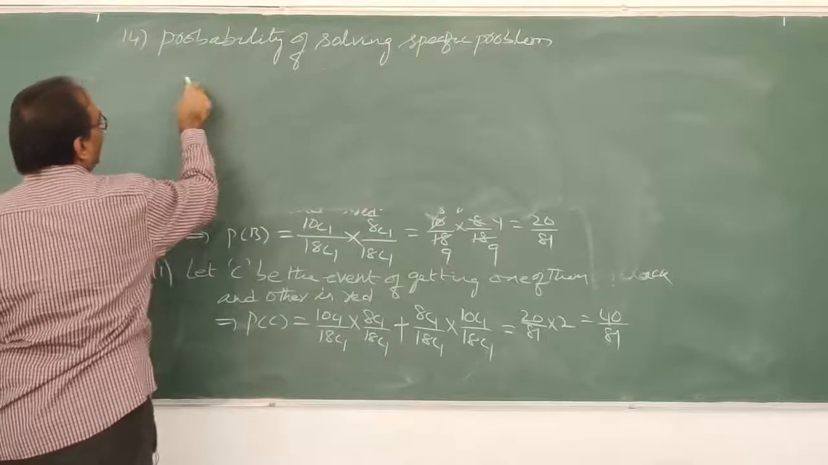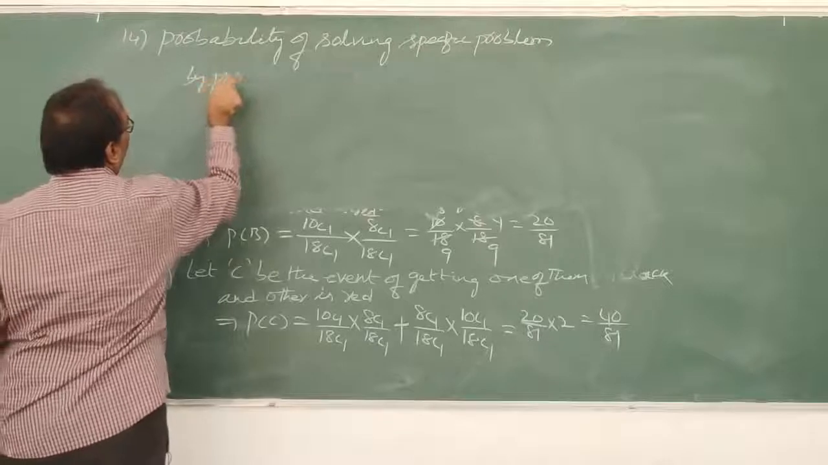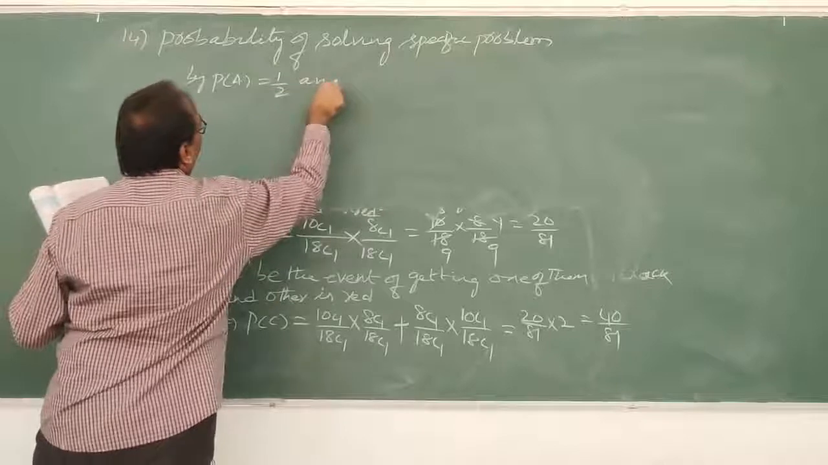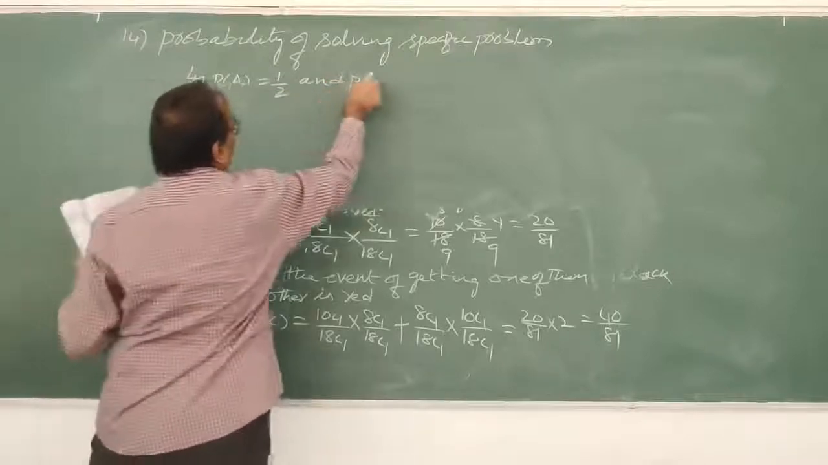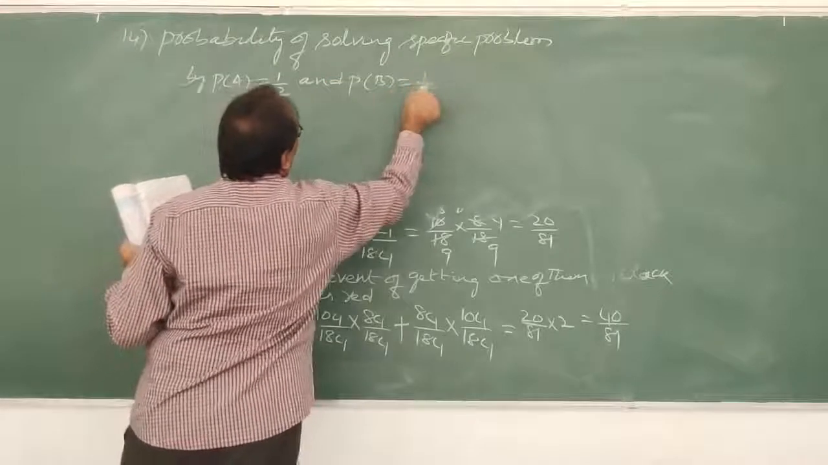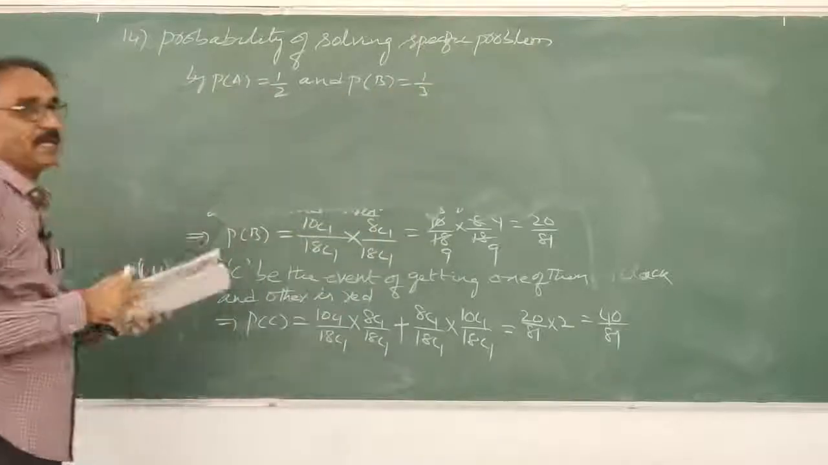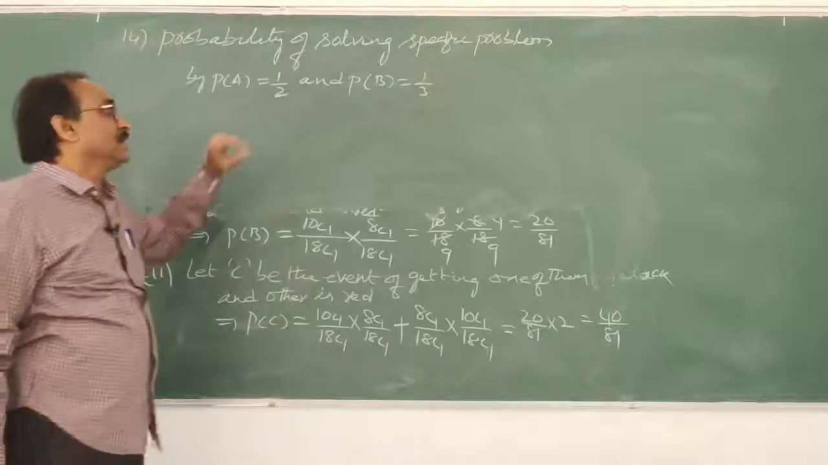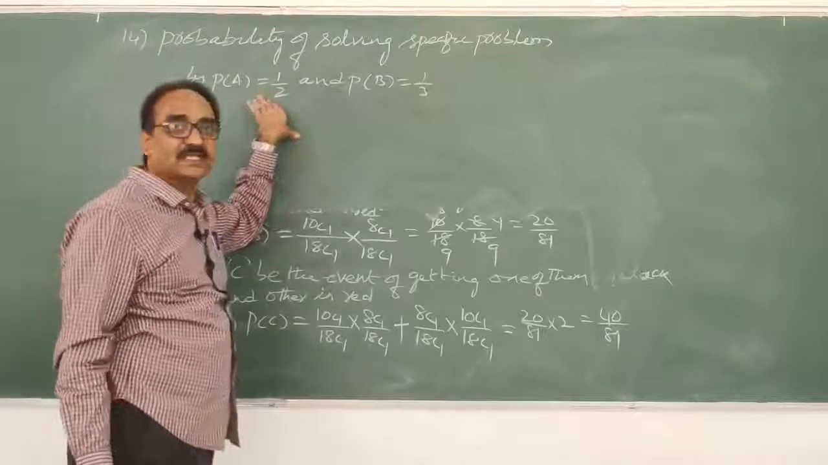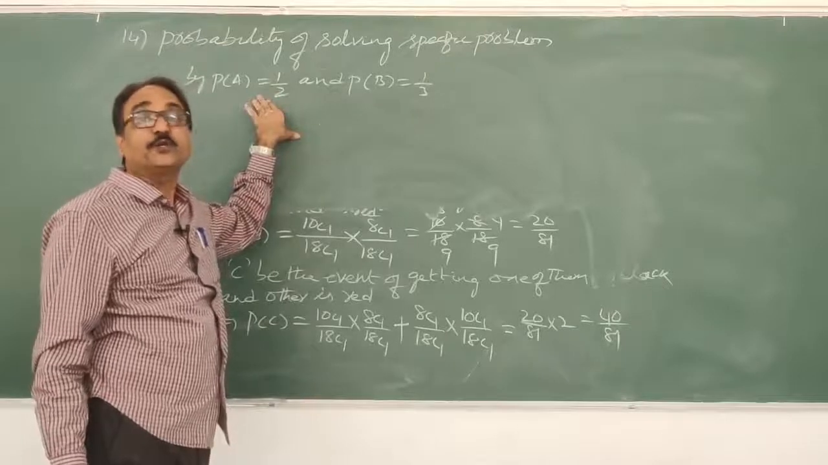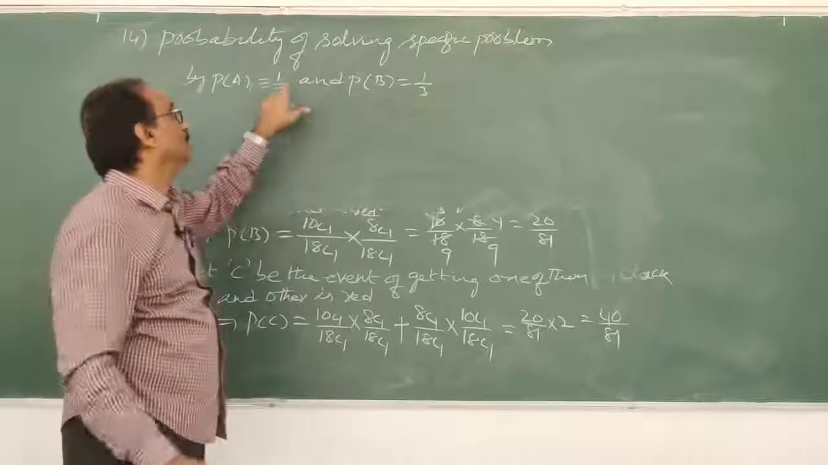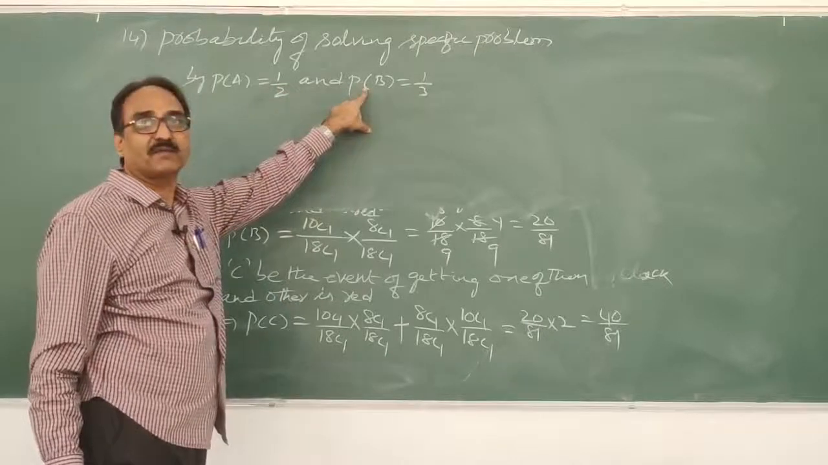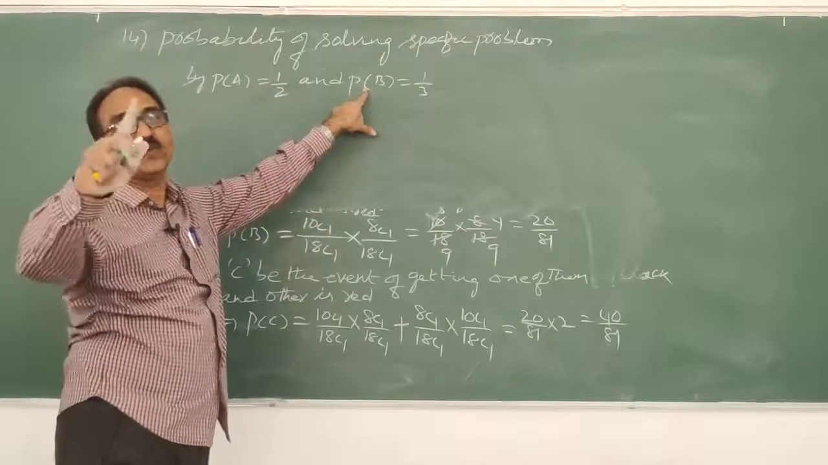Probability of solving the specific problem by A, P of A is equal to how much? 1 by 2, and P of B is equal to 1 by 3. This is given. First of all you should write this. Respectively means first to the first, next to the next. Means what? The capacity of person A: when 2 problems are given, he will solve 1 problem. That is the capacity of student A. The capacity of student B is what? If you give 3 problems, he can solve one problem only.